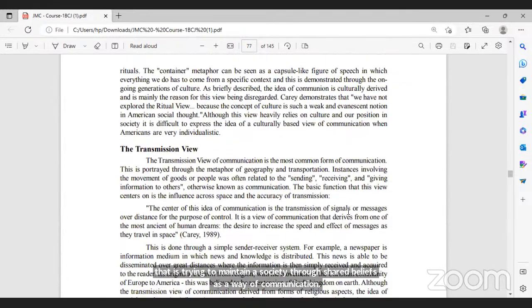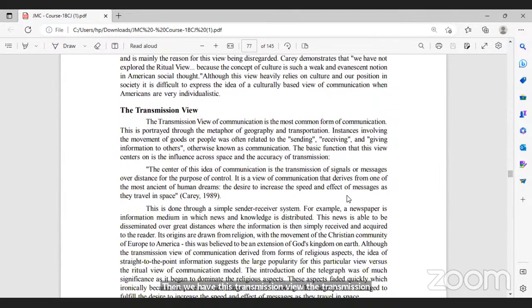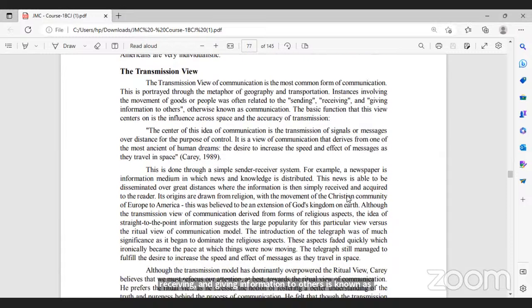Then we have the transmission view. The transmission view of communication is the most common form of communication. This is portrayed through the metaphor of geography and transportation. Instances involving the movement of goods or people, often related to sending, receiving, and giving information to others, are known as communication. So the basic function that this view centers on is its influence across space and the accuracy of transmission.